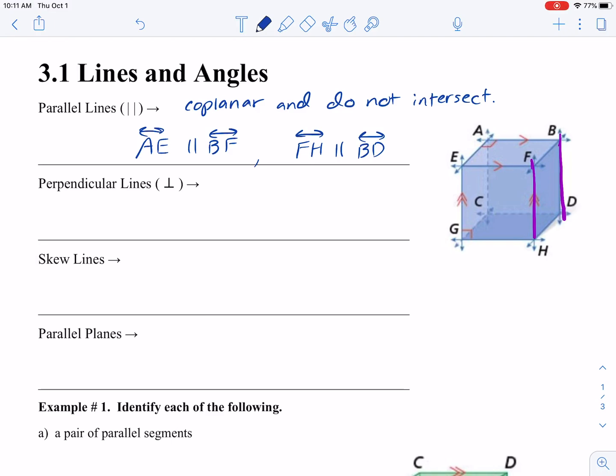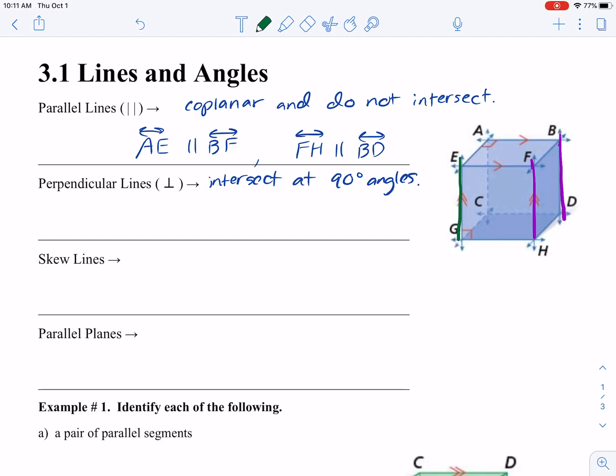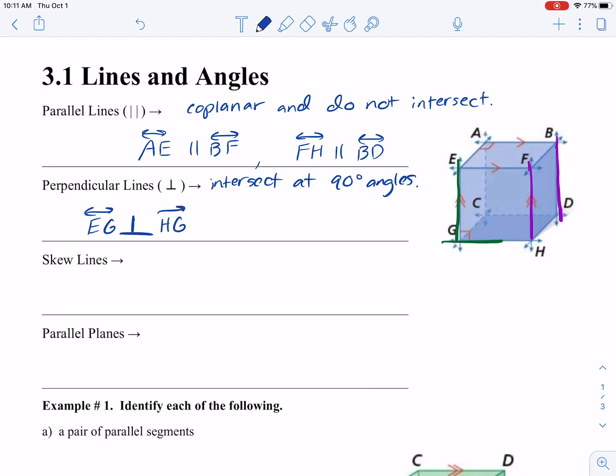Let's continue with perpendicular lines. Perpendicular lines are lines that intersect at 90-degree angles. Because this is a cube, there's going to be a couple different lines that intersect at 90-degree angles, specifically in each corner. If we're looking at the front face of this cube, we could name EG being perpendicular. Our perpendicular sign is just this upside down capital T, forming a 90-degree angle. EG is perpendicular to GH or HG.